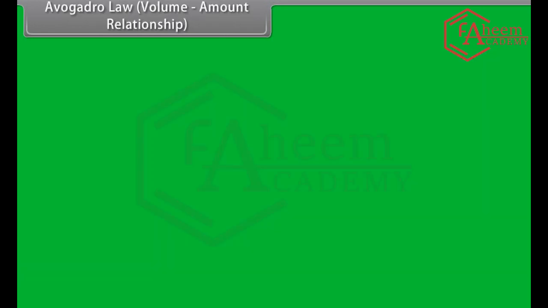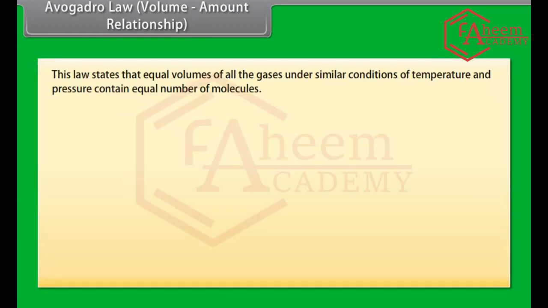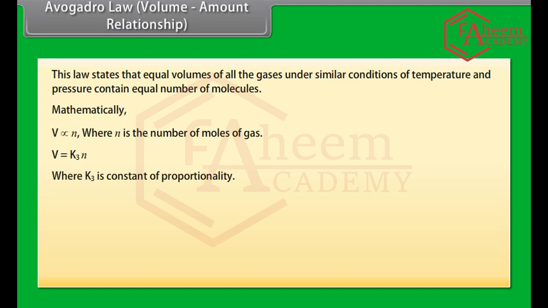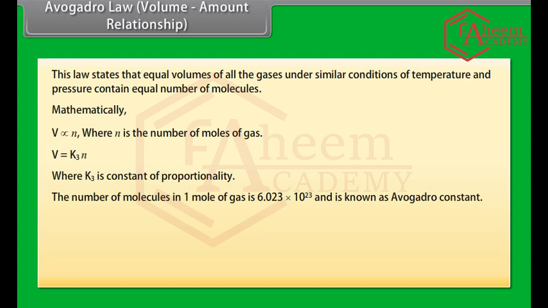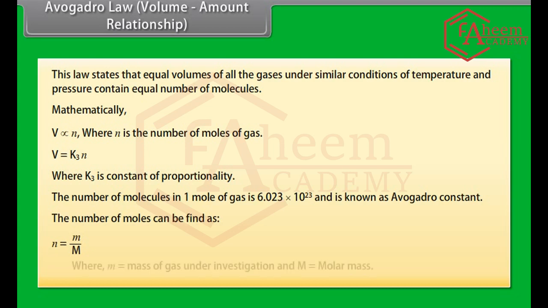Avogadro's law, volume-amount relationship. This law states that equal volumes of all gases under similar conditions of temperature and pressure contain an equal number of molecules. Mathematically, volume is directly proportional to the number of moles of gas. V is equal to K3n, where K3 is the constant of proportionality. The number of molecules in 1 mole of gas is 6.023 into 10 raised to the power 23 and is known as Avogadro's constant. The number of moles can be defined as n is equal to m by M, where m is the mass of the gas under investigation and M is the molar mass.